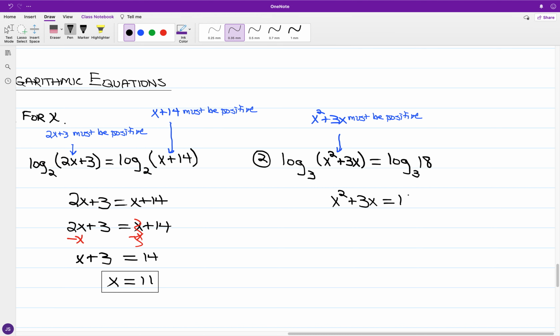Okay, so we have x squared plus 3x is equal to 18, and here I have a quadratic equation, and if I set this up and express it in standard form, we have x squared plus 3x minus 18 is equal to 0.